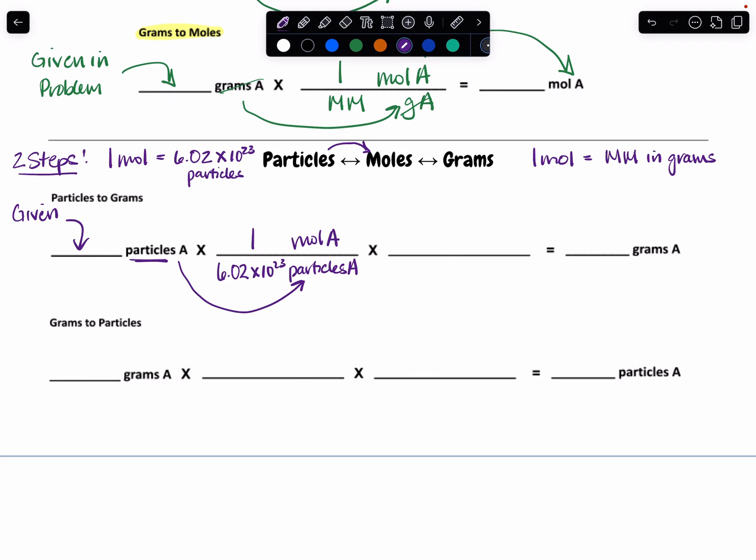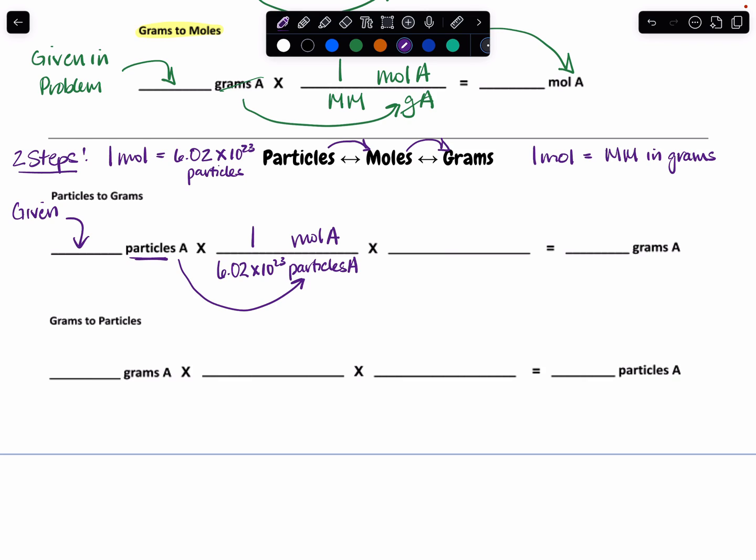But we're not finished yet because the problem asked for that answer in grams. So we need to now do a second conversion factor. This time we'll put moles of our substance in the bottom and grams of that substance up top. That's going to let us cancel those moles, cancel those particles, and we'll be left with grams of that substance. Now for that grams and moles unit conversion factor, 1 mole of any substance is equal to the molar mass of that substance in grams.